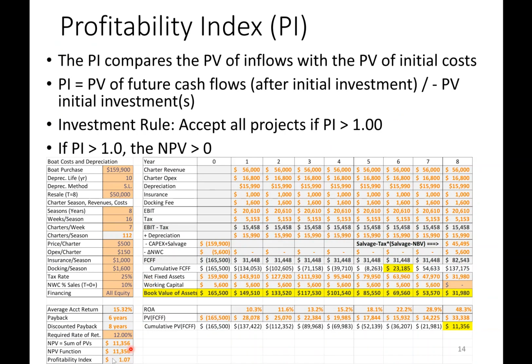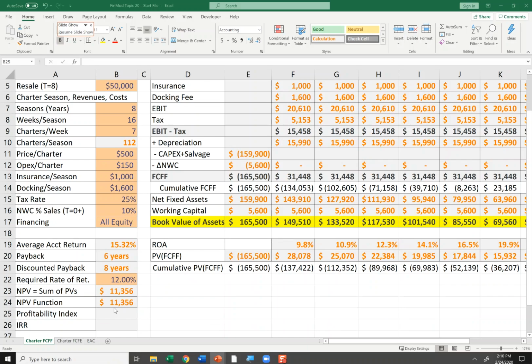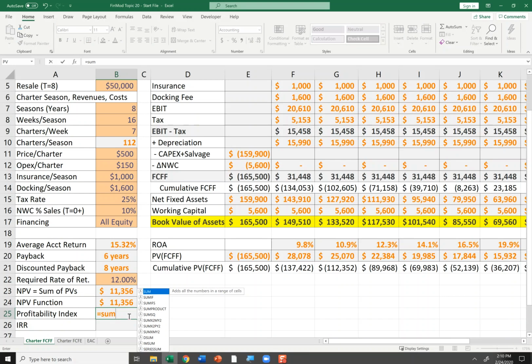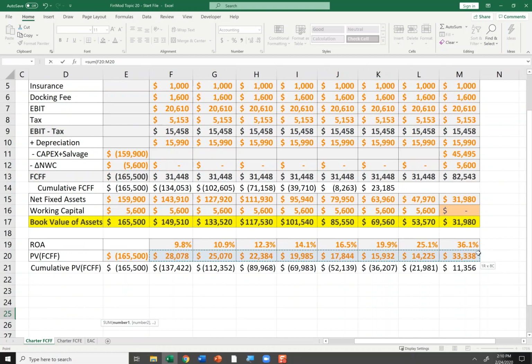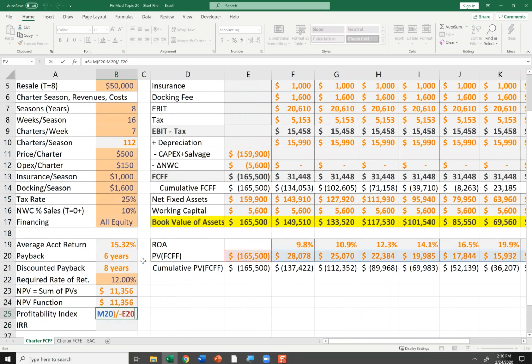Profitability index is very close to the NPV function. It just takes the present value of all future cash flows divided by the negative of the present value of the initial investment. So if I do that calculation and I just sum up the present value of all those positive cash flows in the future and divide by the negative of my 165 investment, I get 1.07.